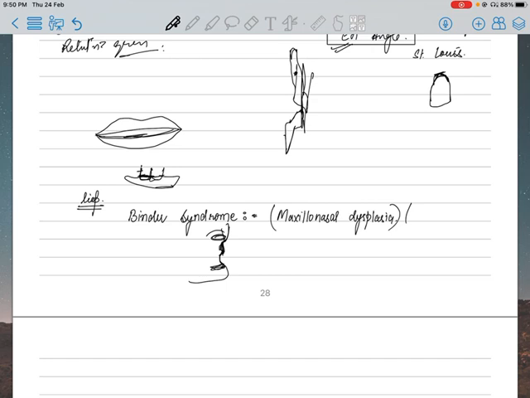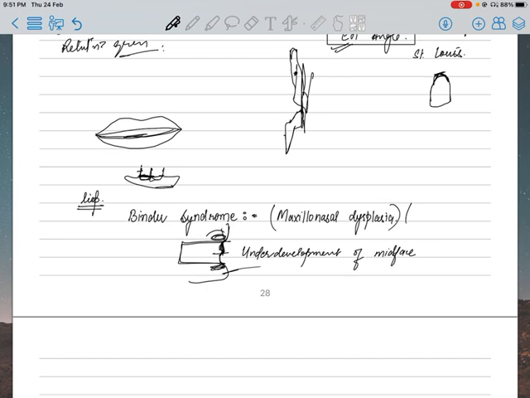Nasomaxillary जो hypoplasia होता है that's due to underdevelopment of the midface skeleton. जो midface जो skeleton होता है उसका underdevelopment होता है. It's not because of the overdevelopment of the mandible, it's because of the underdevelopment of midface. So Binder syndrome is that.